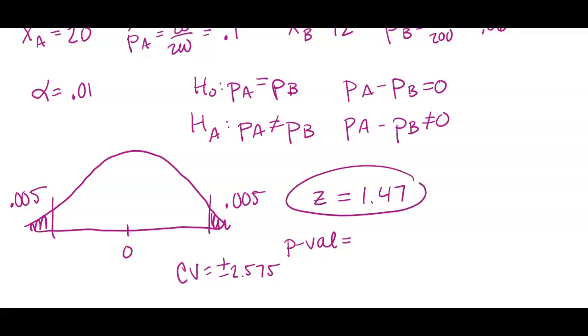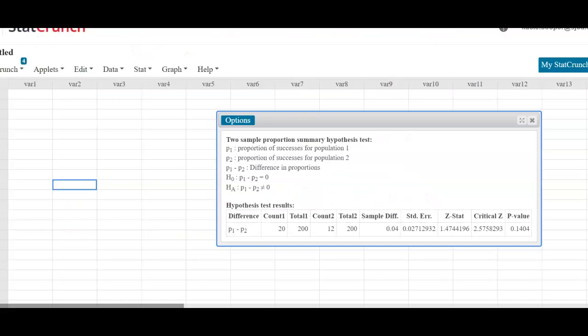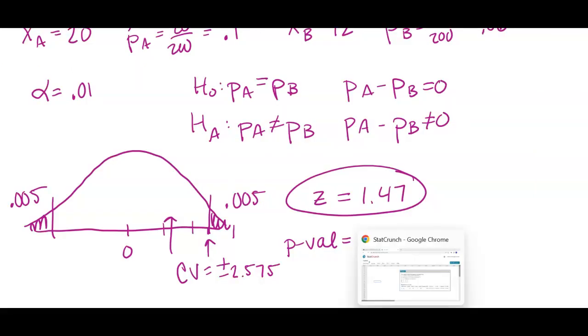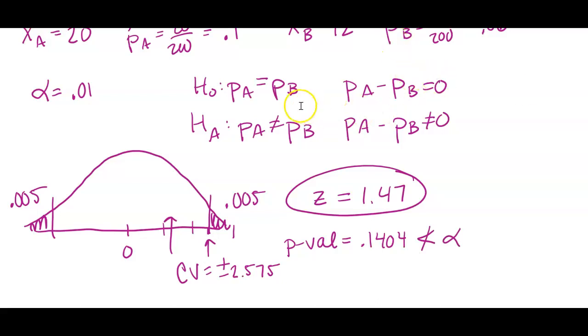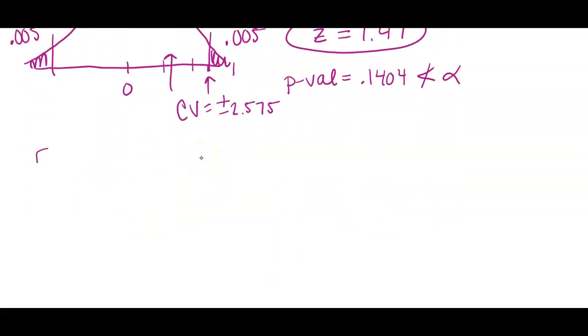Now this z-score is not going to be in that rejection region, right? If this is all the way out at 2.575, and I'm here, I'm not in that rejection region. And what is our p-value? 0.1404. So that's not less than our significance level. All right, so I'm going to say we fail to reject, or do not reject, H0.